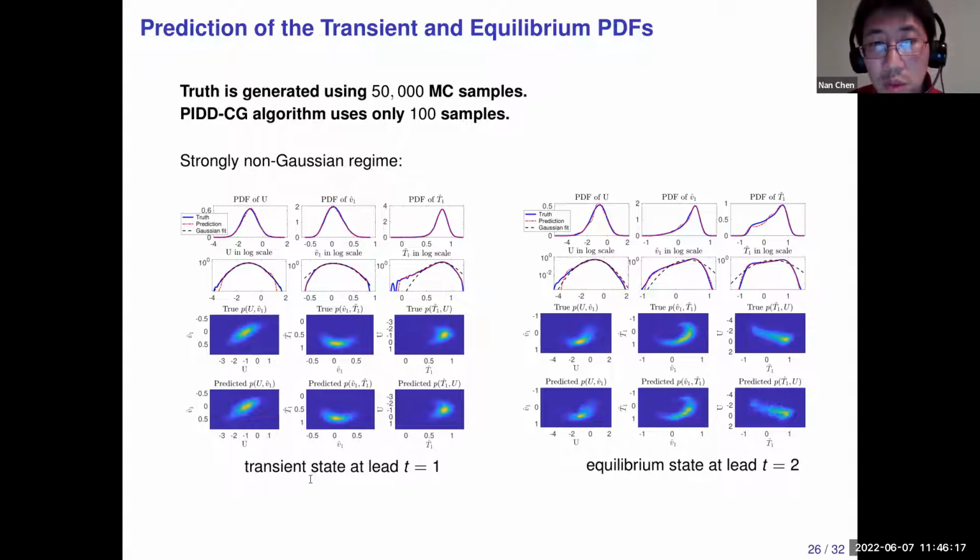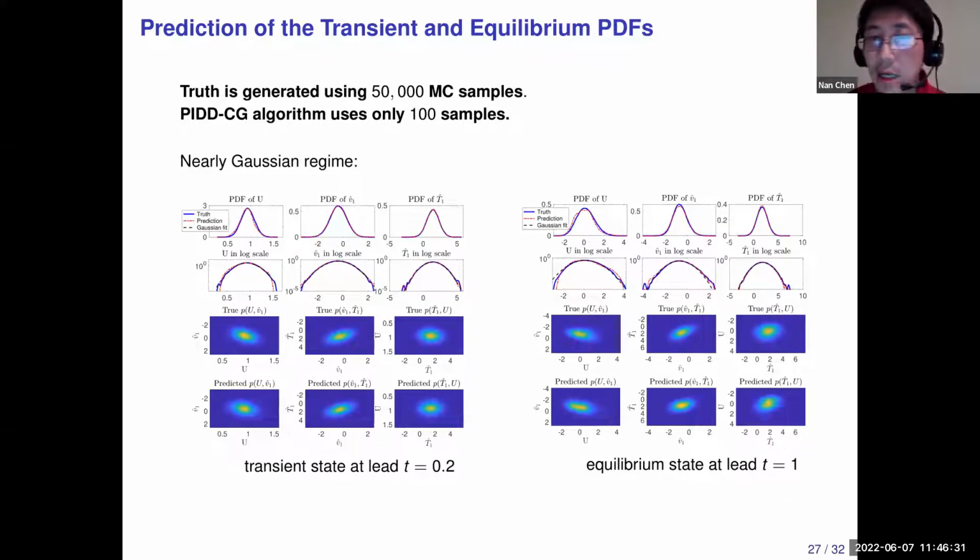And note that we show both the transition state and the equilibrium state. So the method works not just for the statistical equilibrium, but also works when you start from a specific initial condition and just want to run forward for a short term. And similarly for this Gaussian regime, which is actually an even simpler case, we get pretty accurate results.